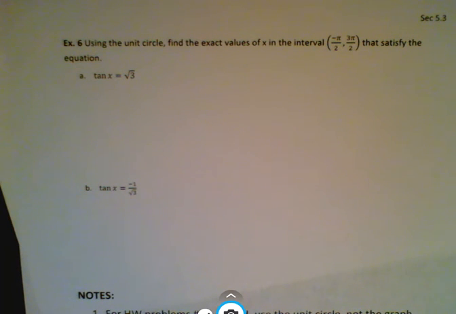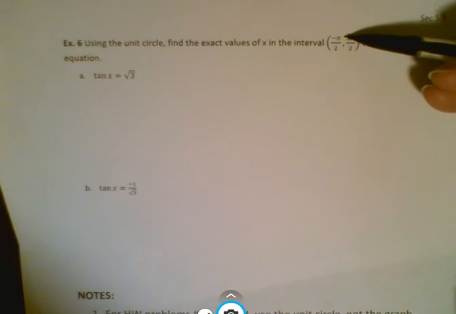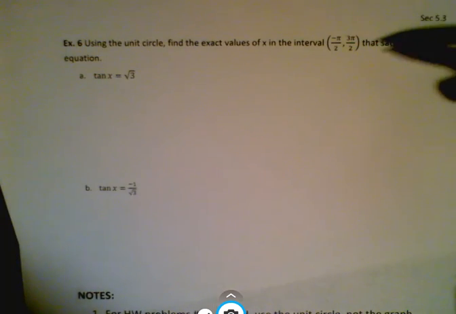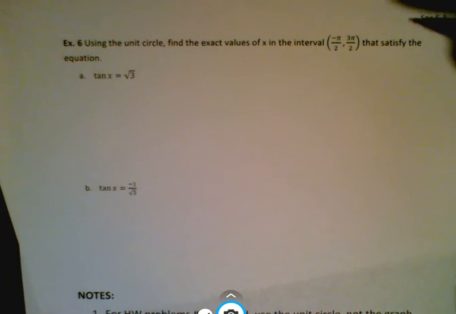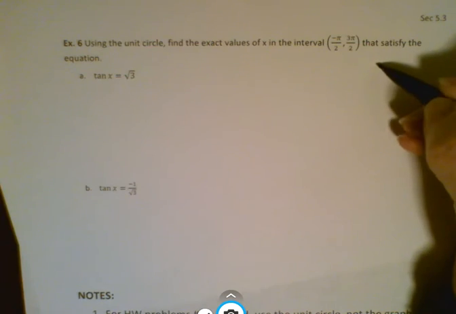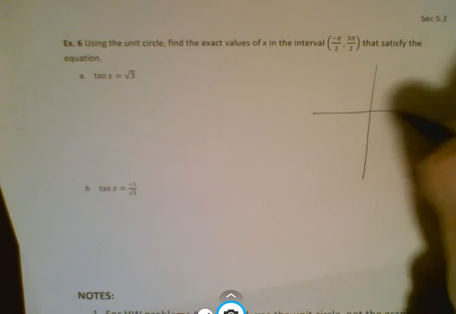This video covers the last part of section 5.3, example 6. Now we're to use the unit circle to find the exact values of x when we're in a certain interval from negative pi over 2 to 3 pi over 2 that satisfy this equation. So where are we talking about our interval being?